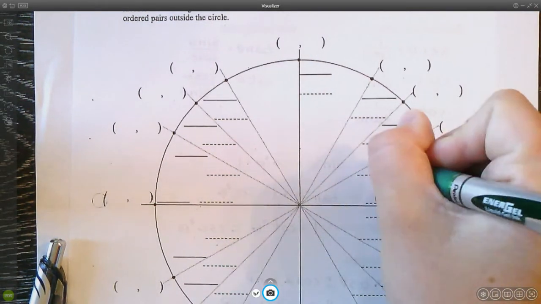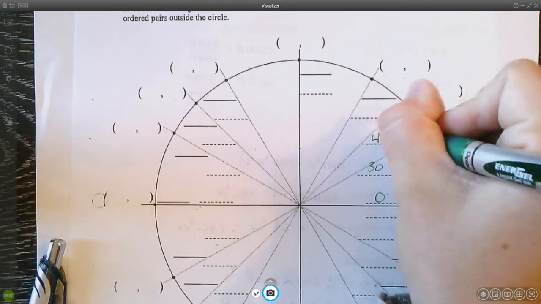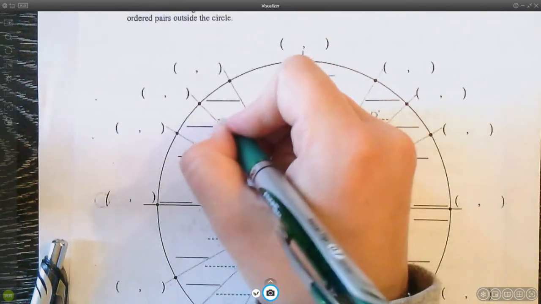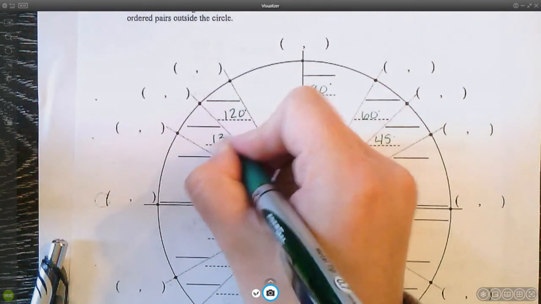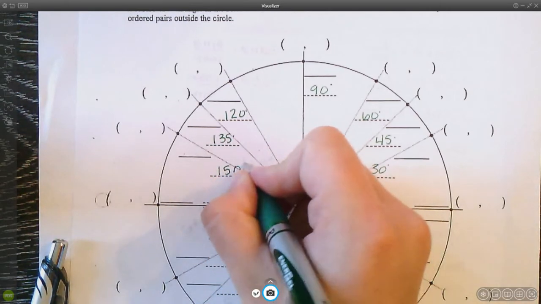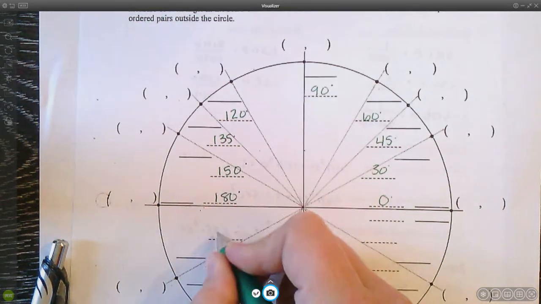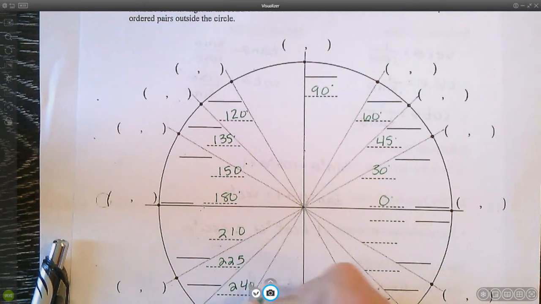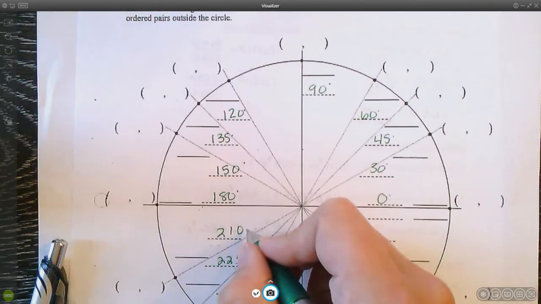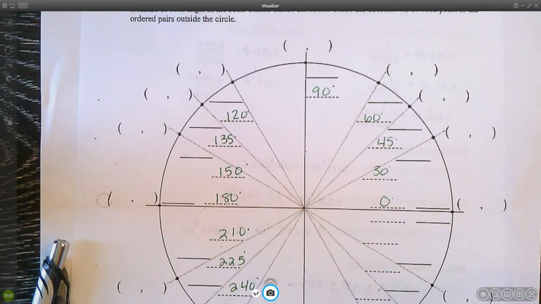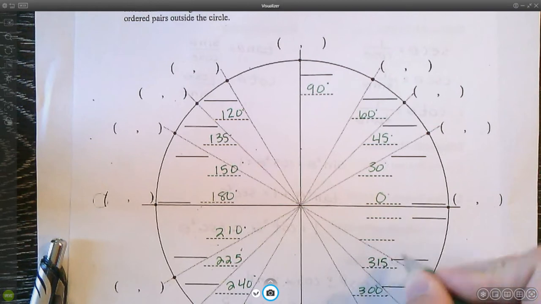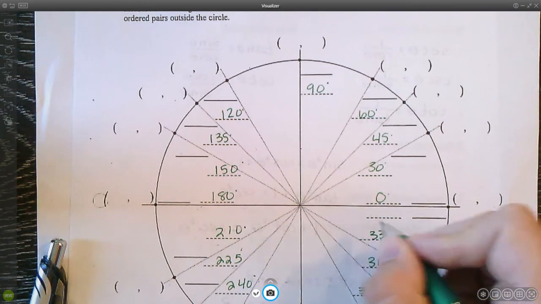So you have 0 degrees, 30 degrees, 45 degrees, 60 degrees, 90 degrees, 120 degrees, 135 degrees, 150 degrees, 180, 210, 225, 240, 270 degrees, 300 degrees, 315, 330, and 360.